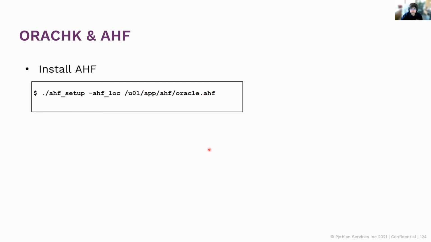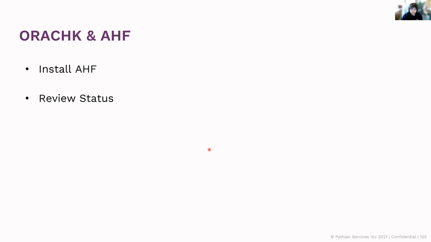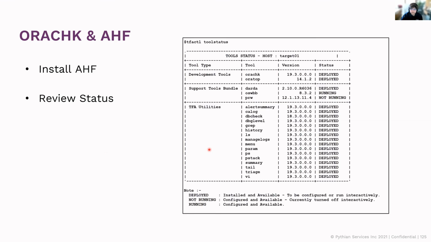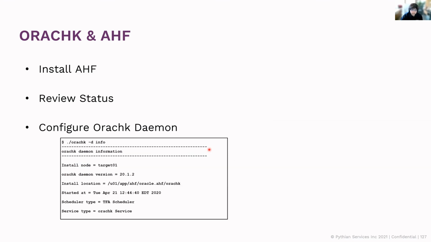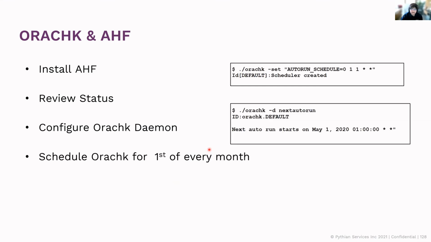Installing TFA is pretty simple. You download it. Once you've downloaded the setup, you extract it using the AHF setup. You review the status. You can see all the tools that have been installed. A best practice could be to configure your ORAchk to run in daemon mode. Once you have that, this is how it looks. And then you can do an auto schedule. You can schedule your ORAchk report to auto generate.